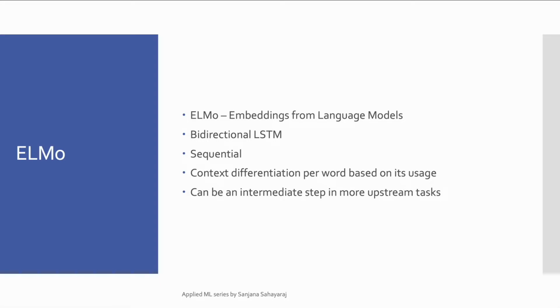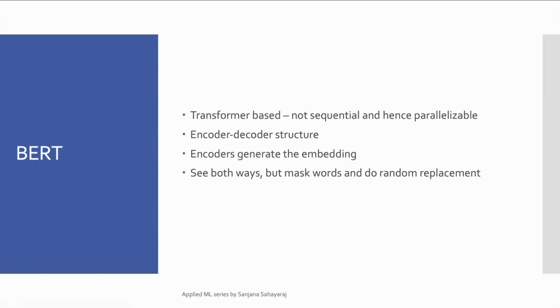ELMo and BERT are language models that come up with these embeddings, which can either be used as intermediate steps to more upstream tasks such as language translation, or it can be used for just classification, token level, or sentence level, and other tasks. Or these embeddings can be extracted from within and be used in combination with other algorithms and other natural language processing tasks. Now notice that ELMo is using a long short-term memory unit, which is sequential, and so it's not very parallelizable, which is when we can move on to BERT, which is a transformer-based model.